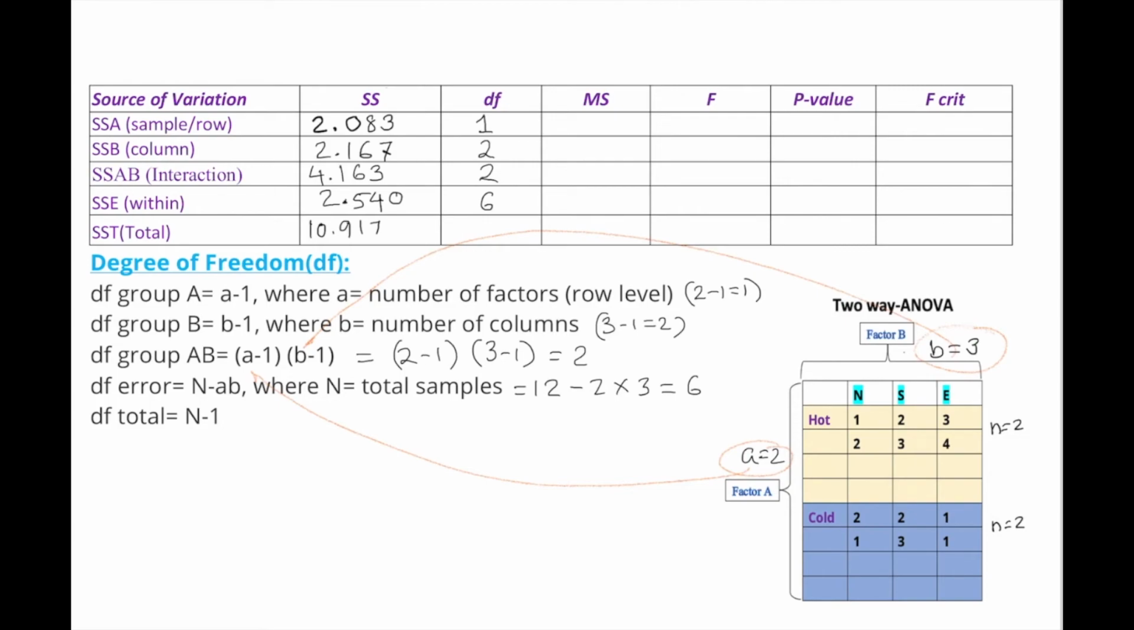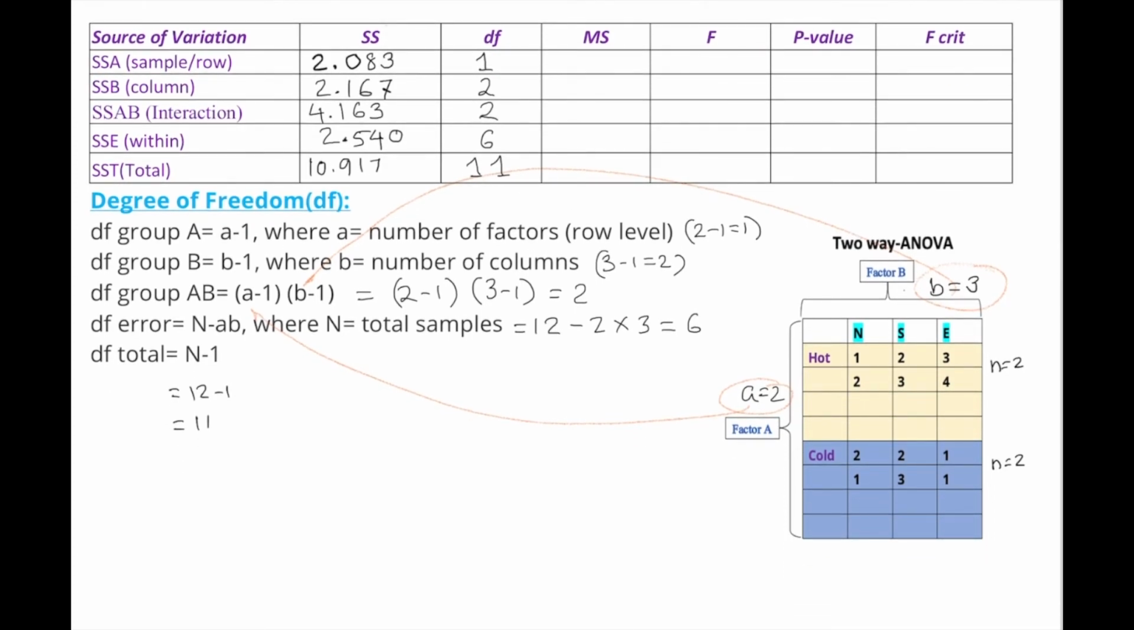Once you have all these, we just plug it in. Here you go: 6 plus 2 is 8, 8 plus 2 is 10, plus 1 is 11. We can also do it this way: n is 12, minus 1, that would also give 11. So the total number of degrees of freedom is 11.